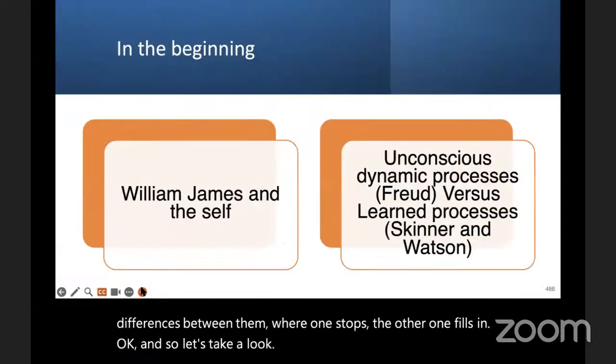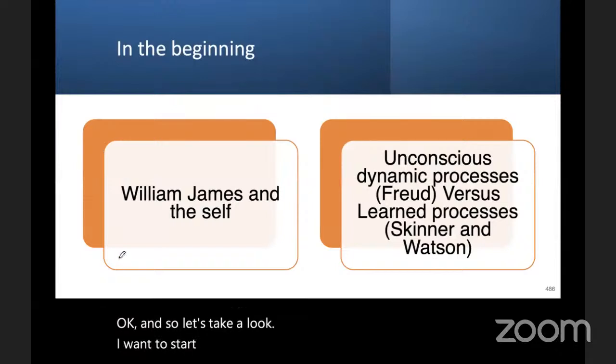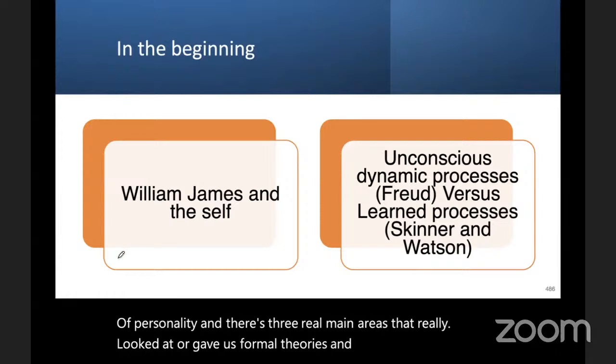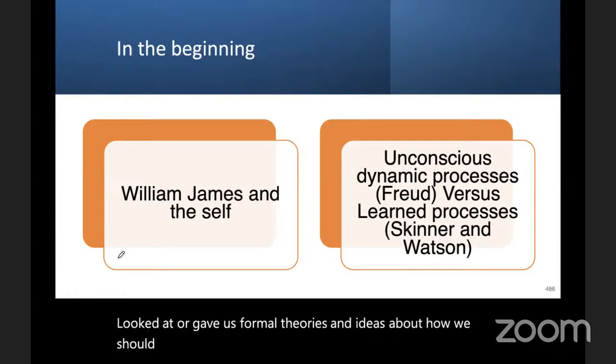I want to start with the beginning of formalized theories of personality. And there's three real main areas that really looked at or gave us formal theories and ideas about how we should interpret the self and our personality. The first one is William James.